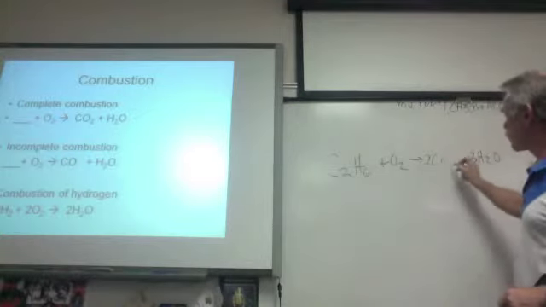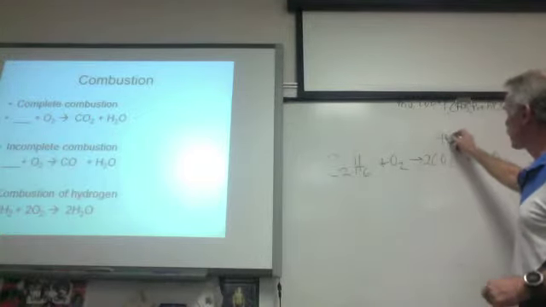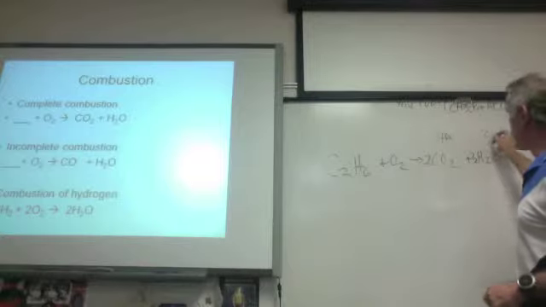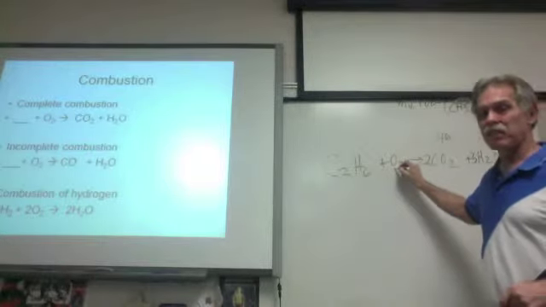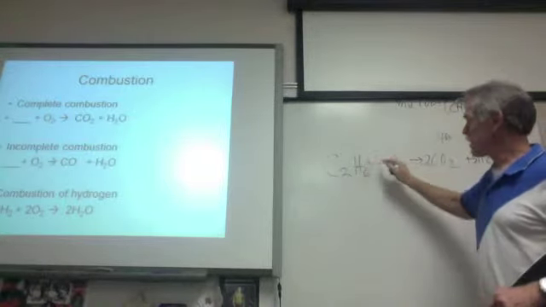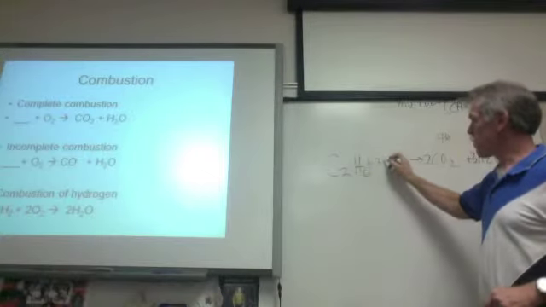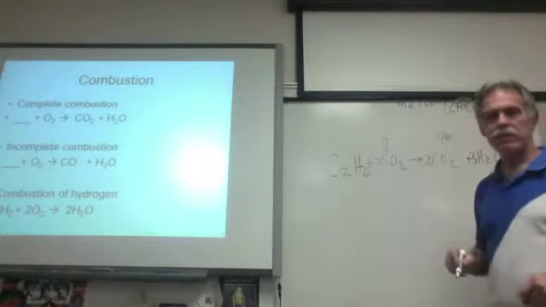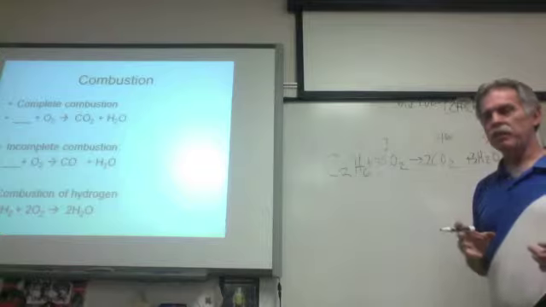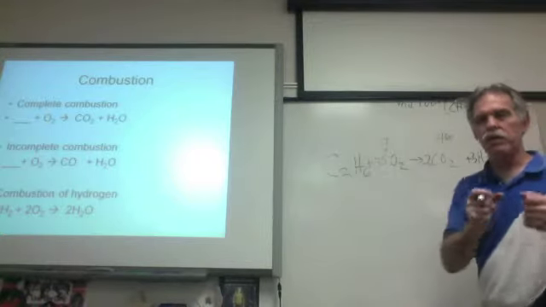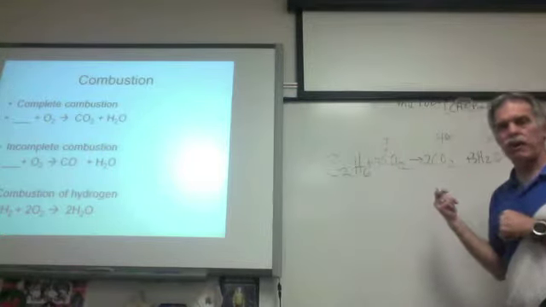So we've got 2 times 2, that's 4 oxygens. And we've got 3 times 1, that's 3. We need 7 oxygens. How do we do that? 2 times 3.5 equals 7. And most of you would say, well, wait a minute, can we do that? Sure you can. We've just balanced the equation.